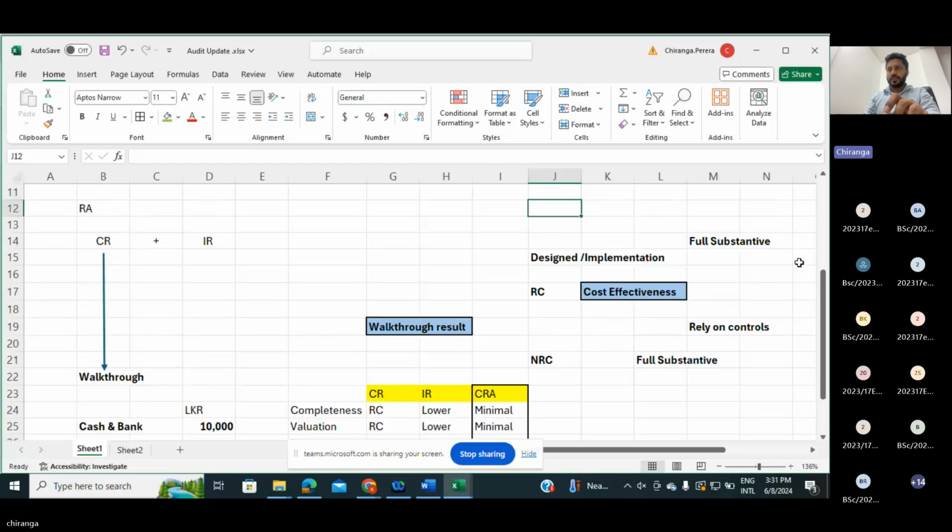You did the walkthrough test. You now have a conclusion: reliant control and not reliant control. What is the meaning of not reliant control? According to your walkthrough results, your design and implementation is not effective. Your design may not be effective, or both are not effective.